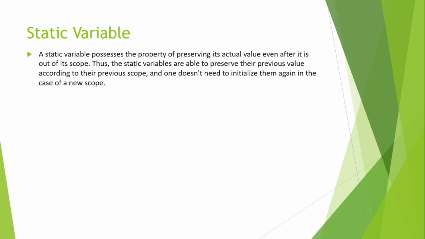Static variable. A static variable possesses the property of preserving its actual value even after it is out of its scope. Thus, static variables are able to preserve their previous value according to their previous scope, and one doesn't need to initialize them again in the case of a new scope.